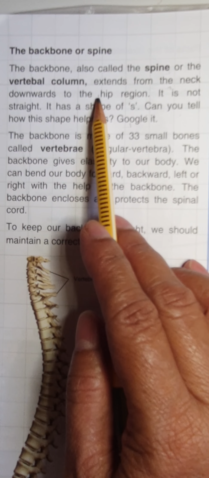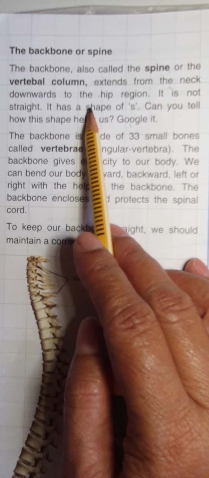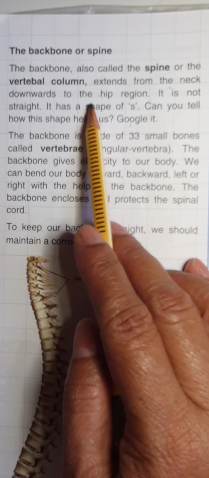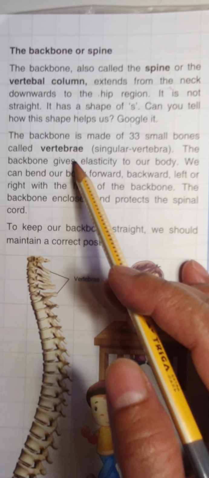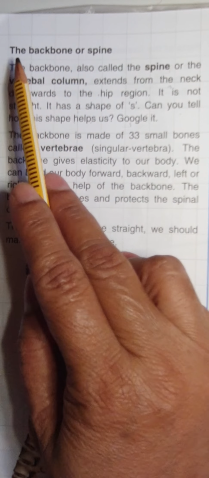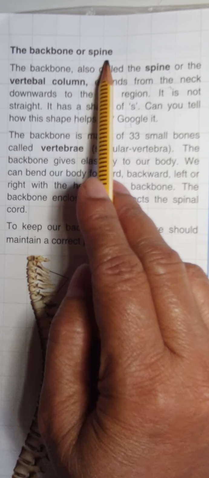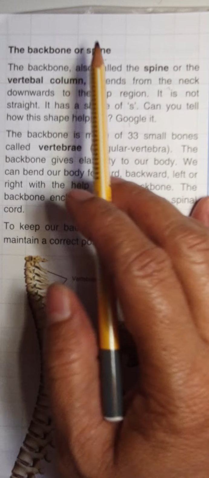In my last video we read about the skeletal system, and we learned something about the skull and what the skeletal system is. Now, to continue that, in the skeletal system we have the backbone or spine. This is your backbone or the spine. So now, where is it?